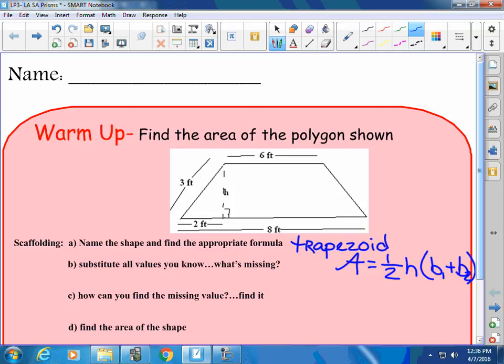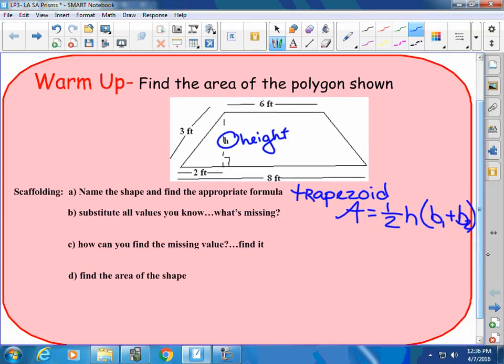Okay? So if you look at what you have here, the height is actually labeled with an H. But remember, we know that that's the height because it has a right angle on it. And remember that the height is always connected to the two bases. So our base 1 and base 2 are the top and bottom in this case because it is sitting upright.